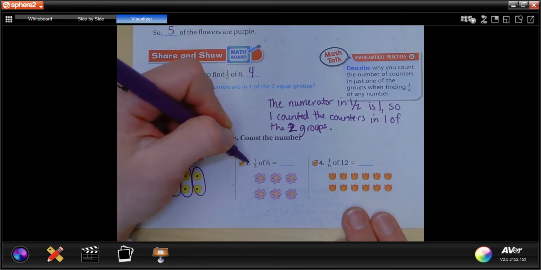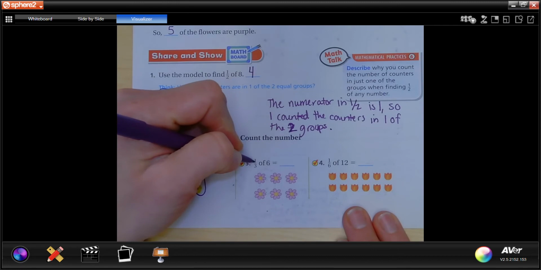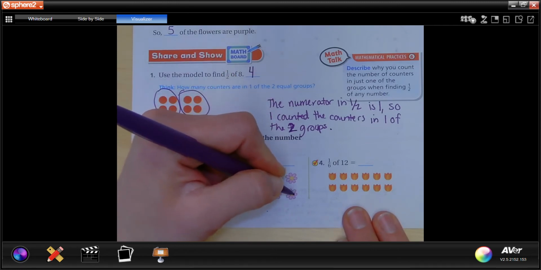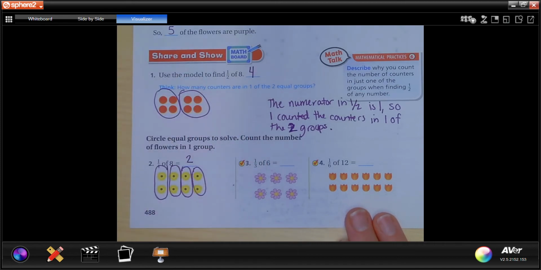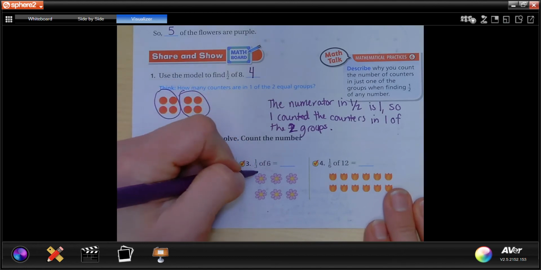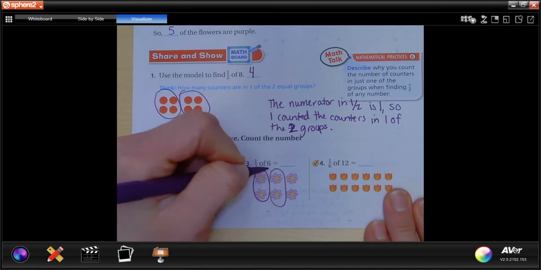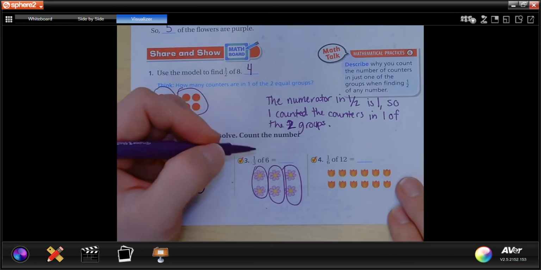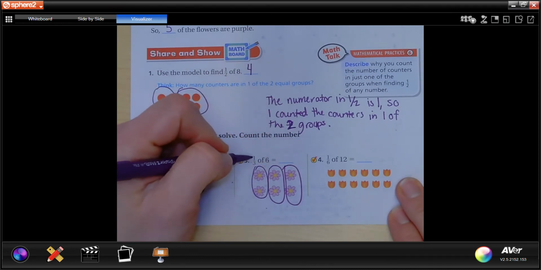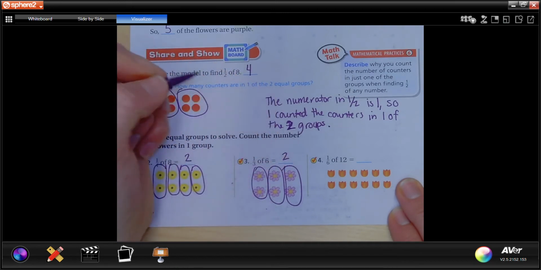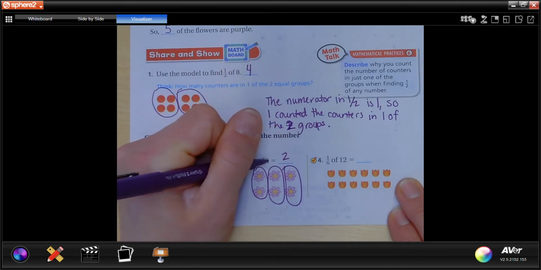Moving on to number 3. We want to know what 1/3 of 6 is. We have 1, 2, 3, 4, 5, 6. How many equal groups do we want? Our denominator says 3. 1, 2, 3. 3 equal groups. How many is in one of the 3 groups? 1, 2. There you go. 1/3 of 6 is 2.